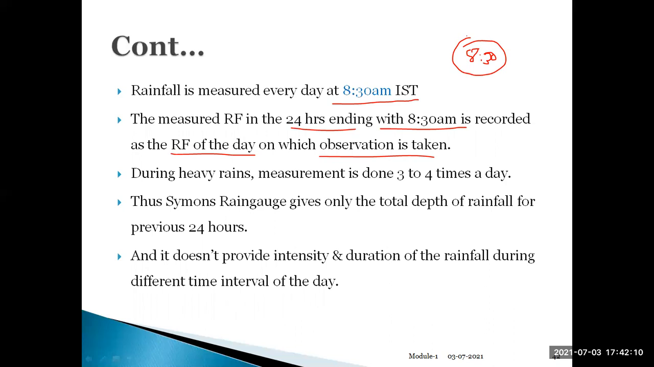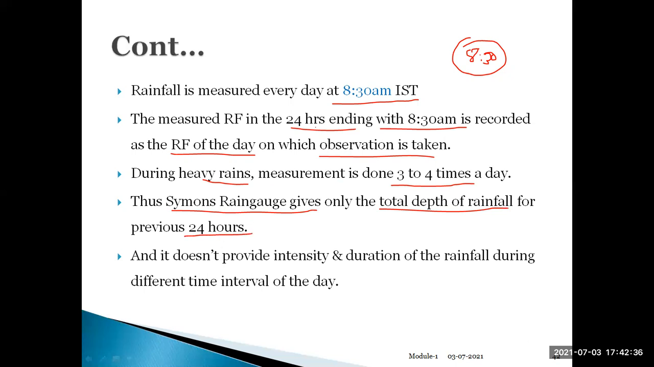Okay, but it will give you the past 24 hours data. And also during heavy rains, what happens? So you have to measure the rainfall 2 or 3 times a day, because obviously rainfall is heavy. You need to measure it 3 or 4 times a day, and thus this Simon rain gauge gives only the total depth of rainfall for previous 24 hours.